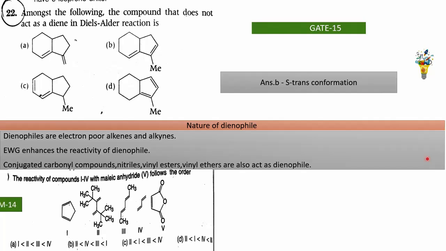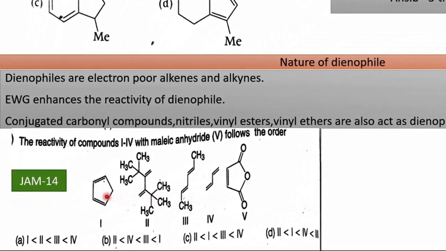This is a question from JAM 14. Here maleic anhydride is given, compound 5, and the question is about the reactivity of compounds 1 to 4 with maleic anhydride. Among the four, which are in the cis side or trans side? It is a cis side. It is trans side.